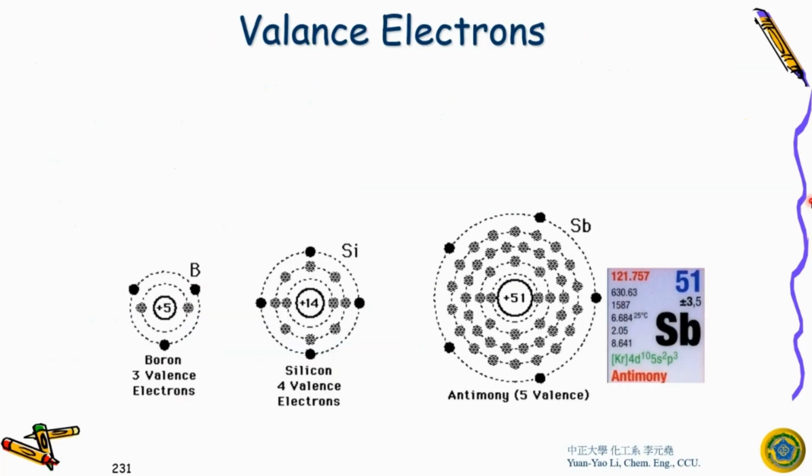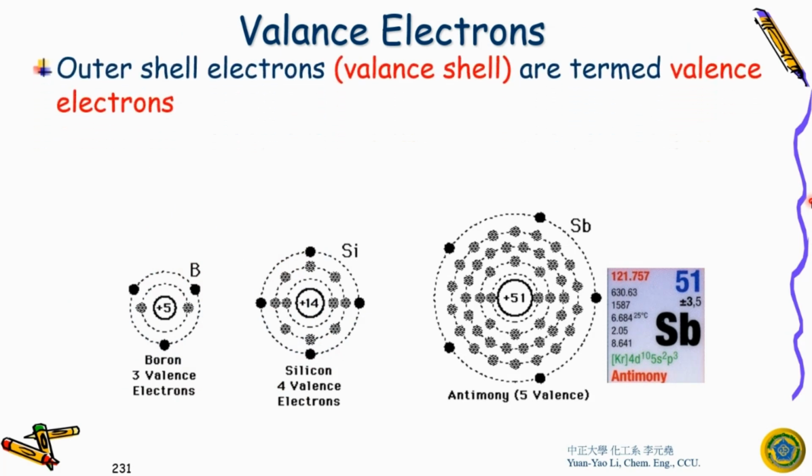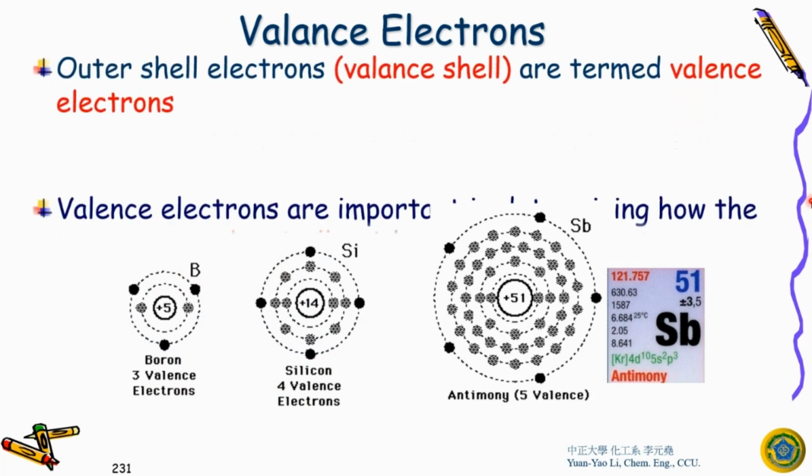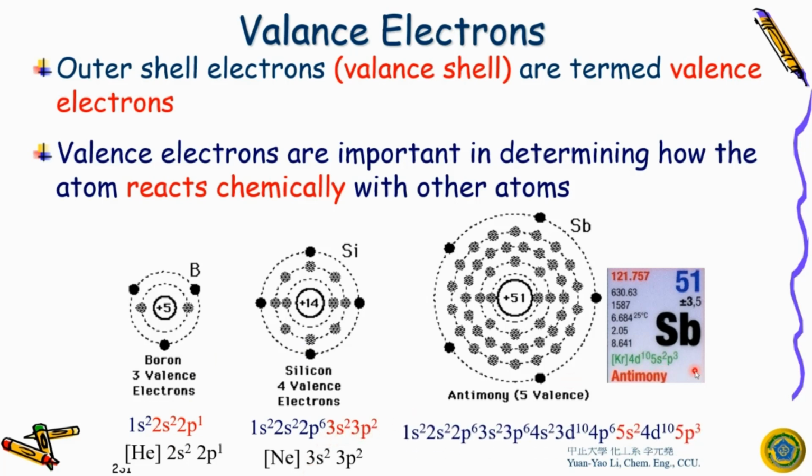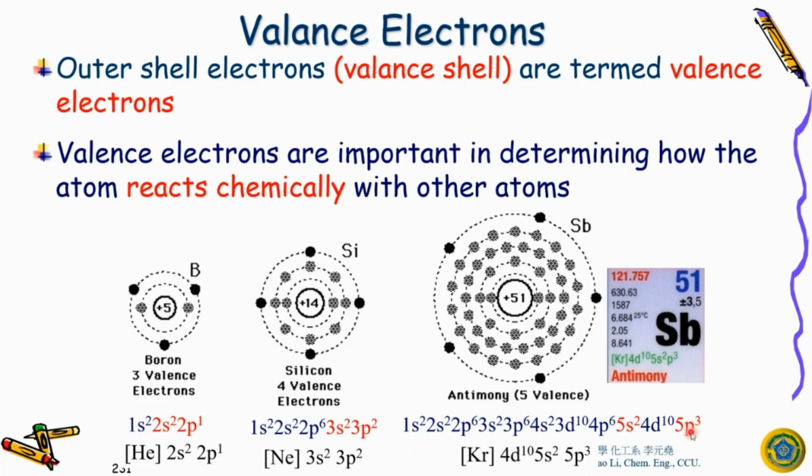Okay, and we already learned about valence electrons, so I don't want to waste your time here. I'll just quickly skip. So for boron, there are 3 valence electrons, and silicon has 4 valence electrons, and antimony has 5 valence electrons. As you can see, 2s2, and where are these 2 electrons? This is 2s2 2p1, this is 3s2 3p2, and this is 5s2 5p3.